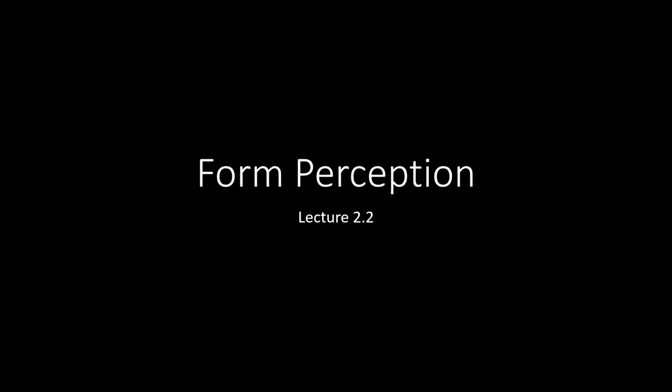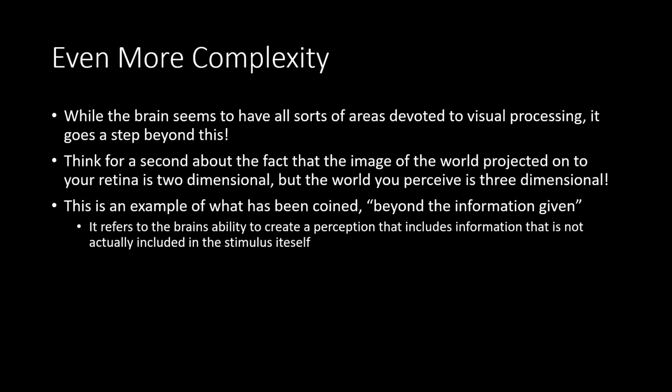This is the second part of the second lecture, and here we're going to talk about the perception of forms. So, as you probably have gleaned already, there is all manner of complexity in the brain when it comes to processing visual stimuli and probably even beyond that. When it comes to the perception of forms, though, the brain is going to go a step beyond even what we've covered so far.